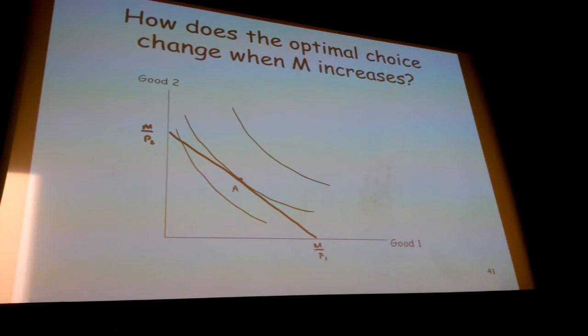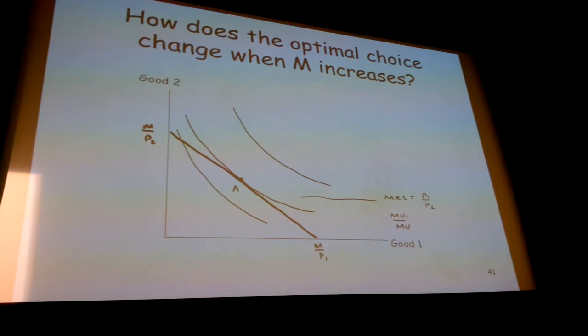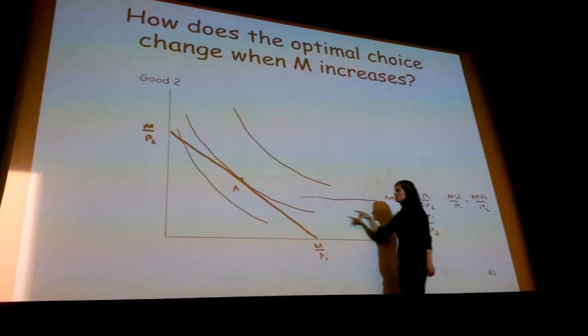What's true is that the marginal rate of substitution is equal to the price ratio. Another way of saying that is that the marginal utility of good 1 over the marginal utility of good 2 is equal to P1 over P2, which equivalently we can write as MU1 over P1 is equal to MU2 over P2. Okay, so all three of these equations say the exact same thing. And they all hold at point A.